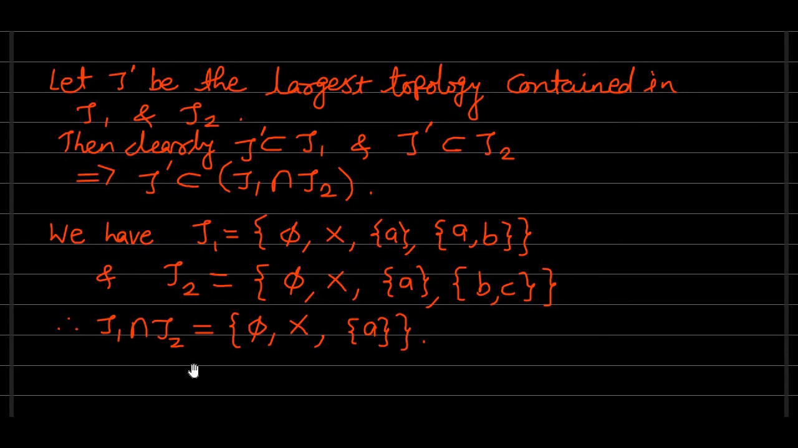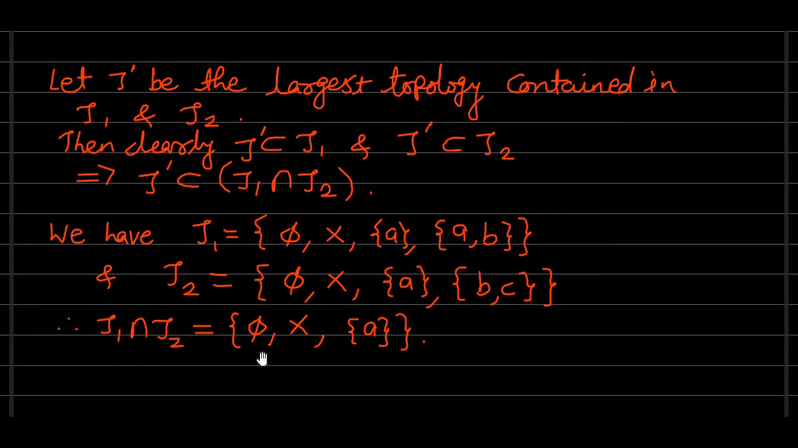Now we will check the third condition, which is for the finite intersection. The intersection of the empty set phi with the complete set X is the empty set phi, which is already present in TO1 intersection TO2. The intersection of empty set phi with the singleton set A is the empty set phi, which is already present. The intersection of complete set X with the singleton set A is the singleton set A, which is already present in TO1 intersection TO2.